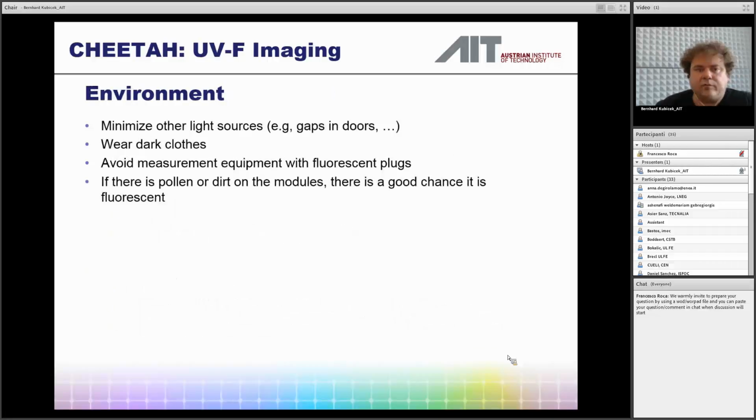It's also quite good to wear dark clothes, because you can take pictures, and because you have 30 seconds, you can move around with the camera to illuminate different parts of the region that you have on the camera. You can even walk in front of the camera, because if you have dark clothes, you will not be seen. And by that, you can illuminate larger regions. A lot of measurement equipment has fluorescent plugs like multimeters and so on, and this also gives you background illumination. Or sometimes the floor has a lot of dirt, and then the emission of the floor will be on the module, and this will decrease the contrast.